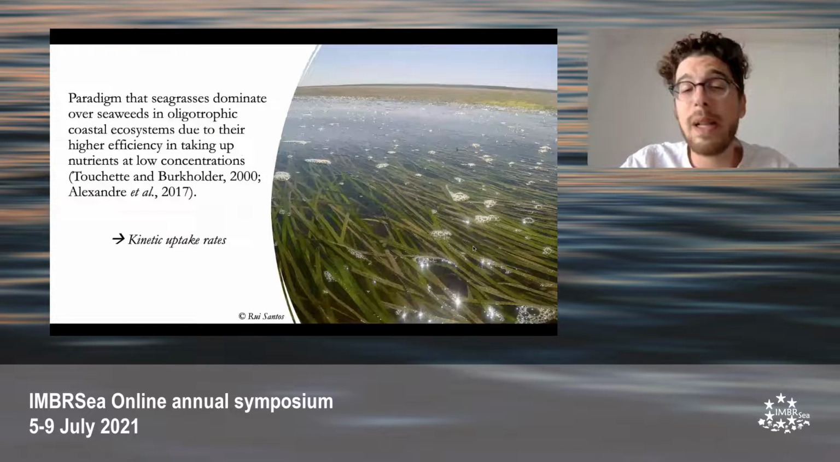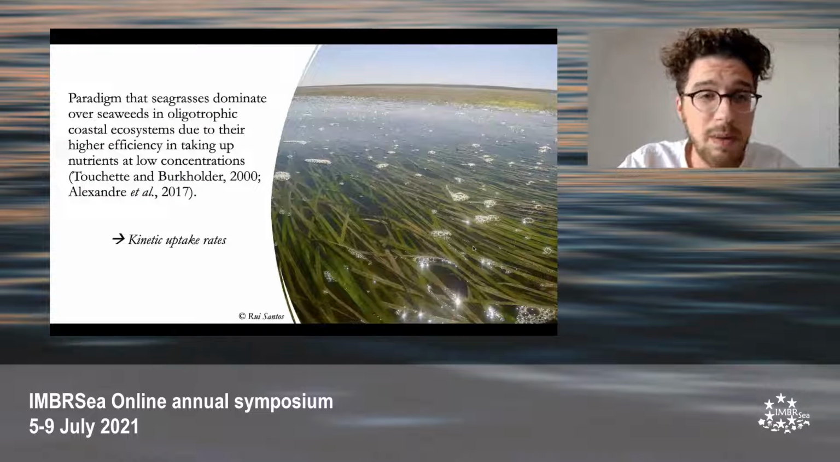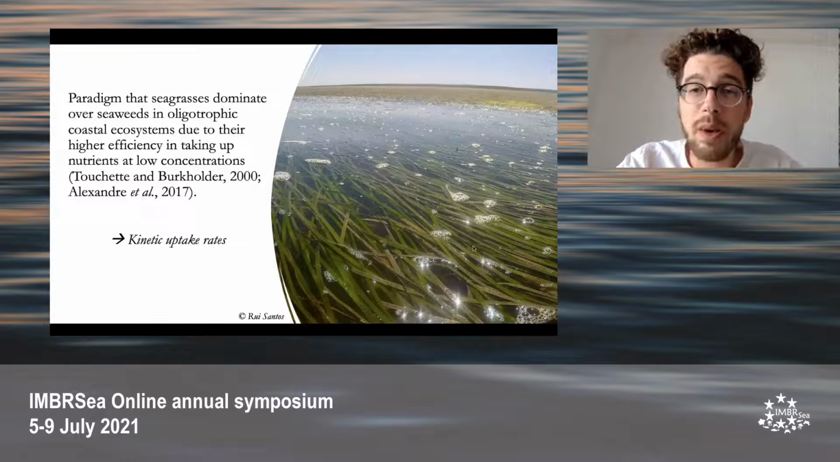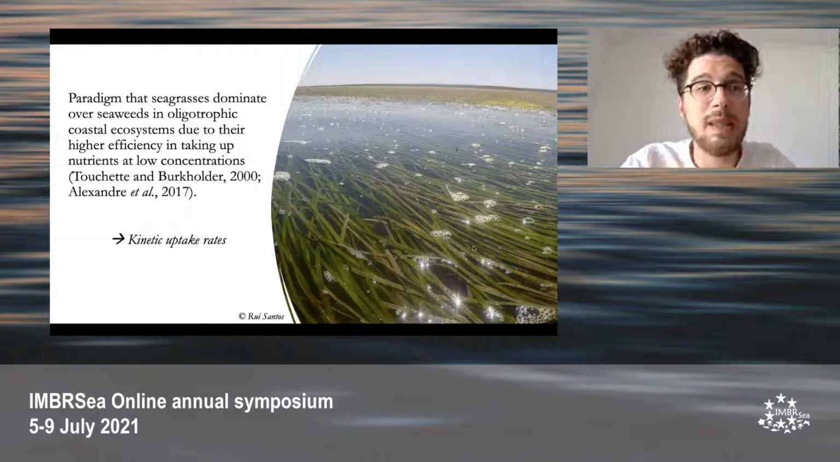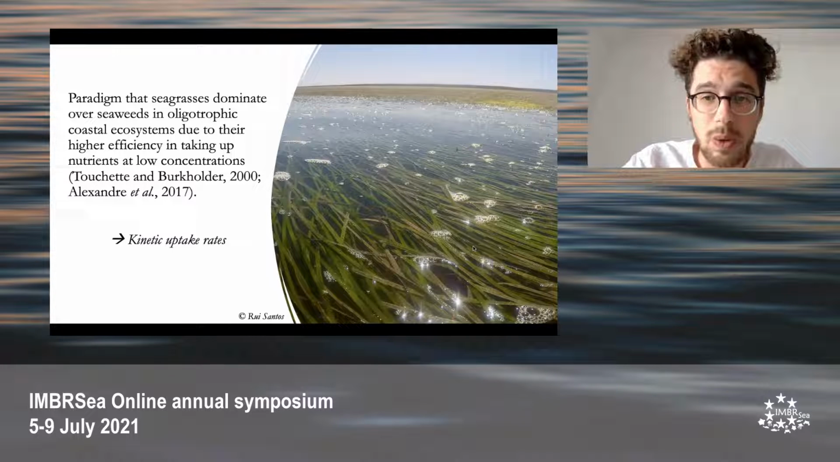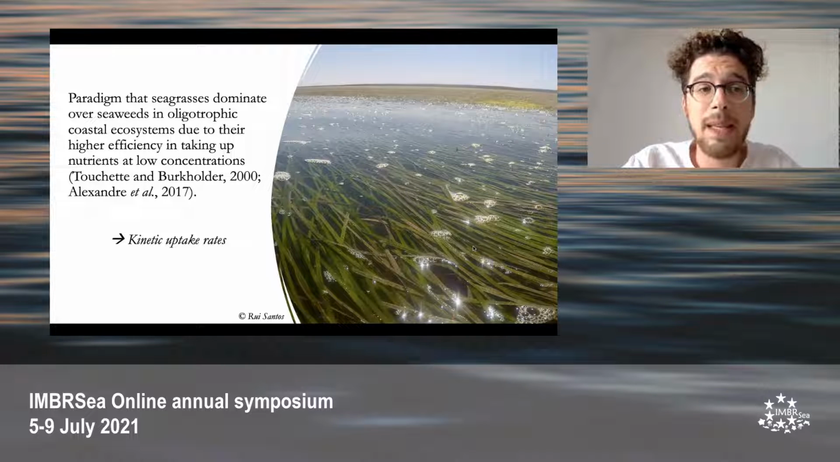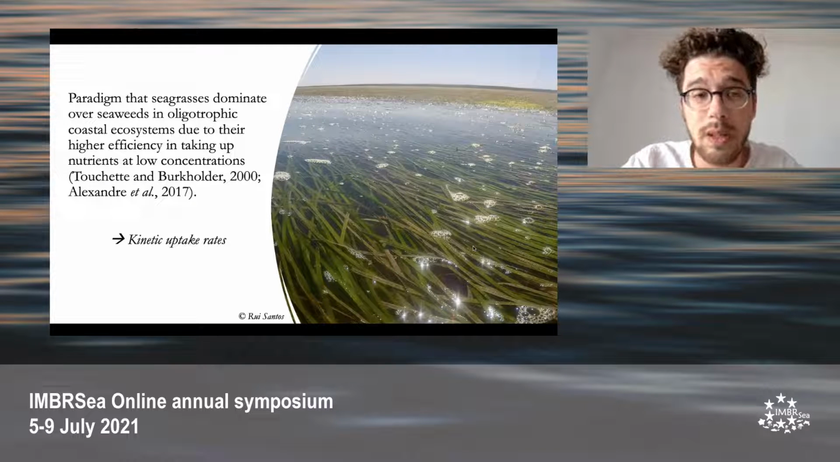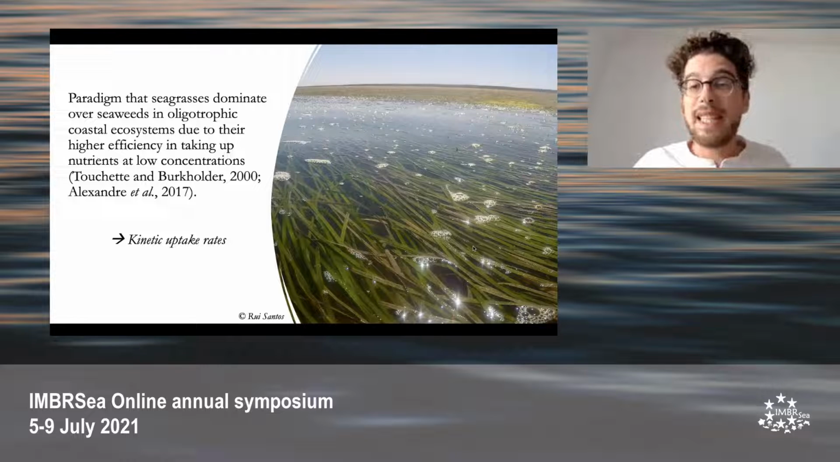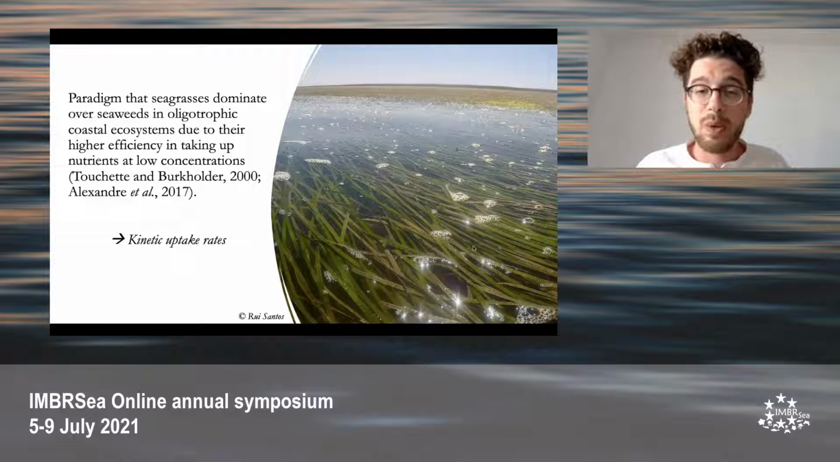Now, for example, here in the Ria Formosa in Portugal, in Faro, you can observe a lot of seagrasses, and in this oligotrophic environment, it is natural to observe. So there has been this paradigm that seagrasses dominate over seaweeds in these oligotrophic coastal ecosystems based on their higher efficiency in taking up nutrients at low concentrations. So the idea is, let's say you have a nutrient pulse, the tide pushes in, stirs up some sediment, and introduces nutrients into the water column.